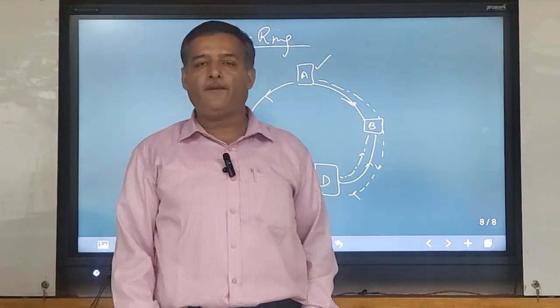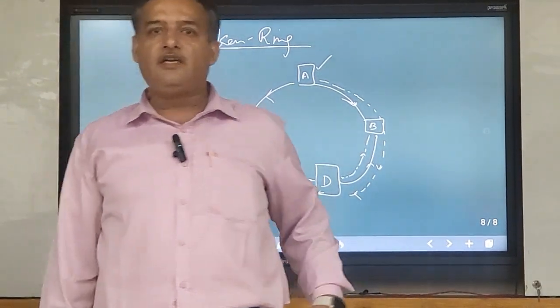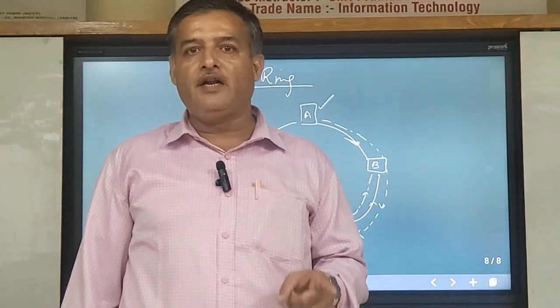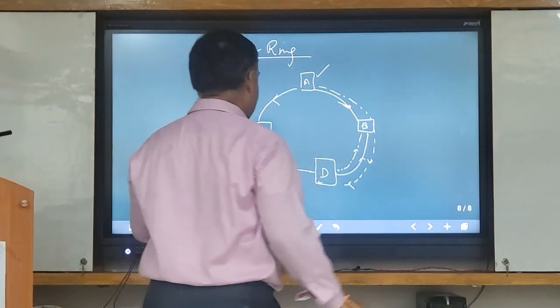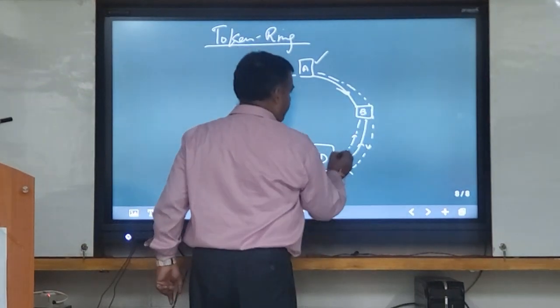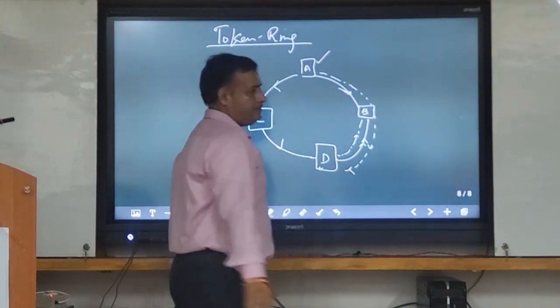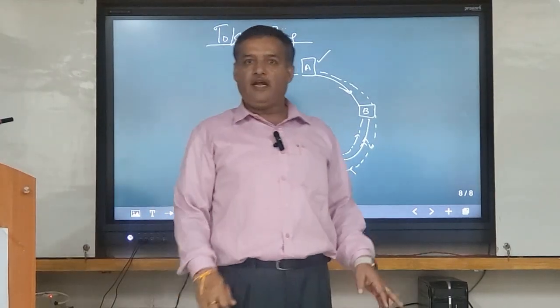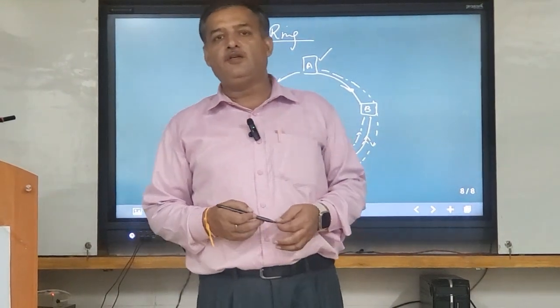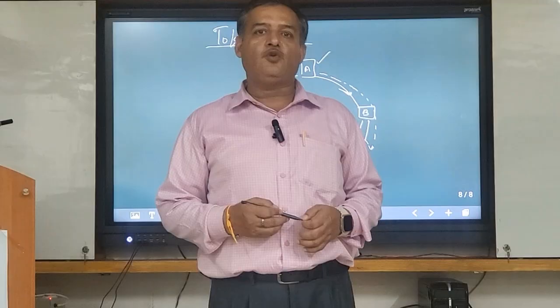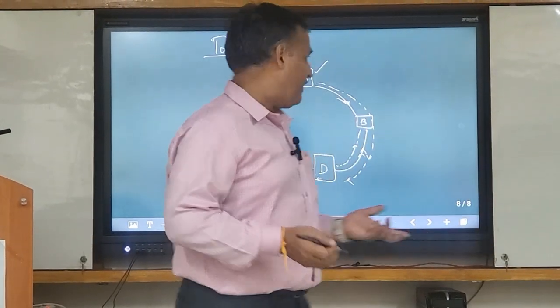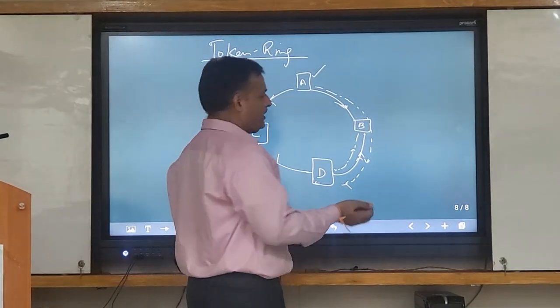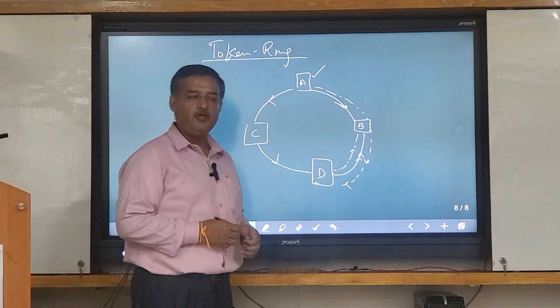So what would happen? Data will collide at any point in between B and D. The data will collide and not reach the destination, either A or B, because the signals are ruined and damaged over there.